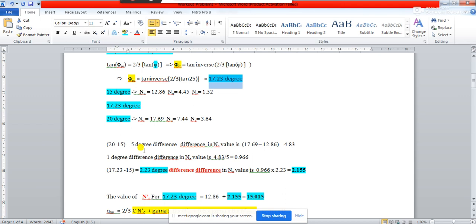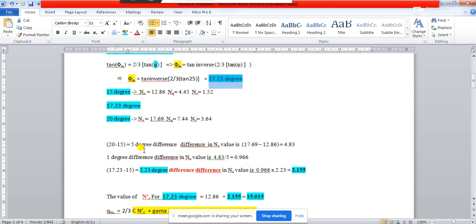I think if you understand this much, then there is no problem at all in solving a pure general shear failure problem and a pure local shear failure problem. There is nothing else. Okay. Now, I have given this problem for a strip footing.